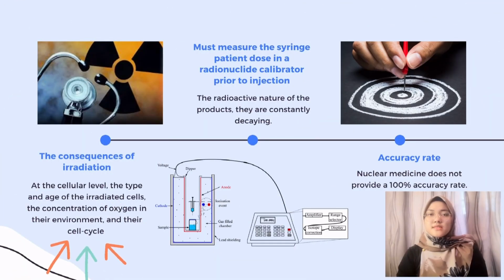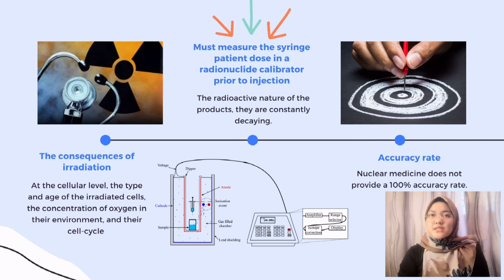Furthermore, the consequence of irradiation at the cellular level depends on the type and age of the irradiated cells, the concentration of oxygen in their environment and their cell cycles. In addition, you must measure the syringe patient dose in a radionuclide calibrator prior to injection. This is because of the radioactive nature of the products, which are constantly decaying. And the last one is accuracy rate. As we know, nuclear medicine does not provide a 100% accuracy rate.